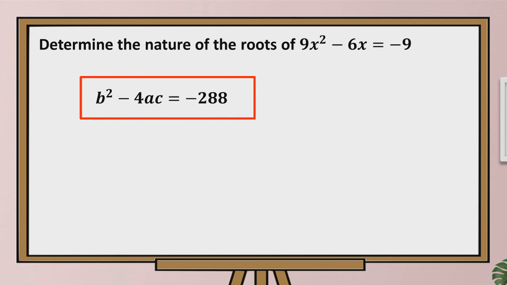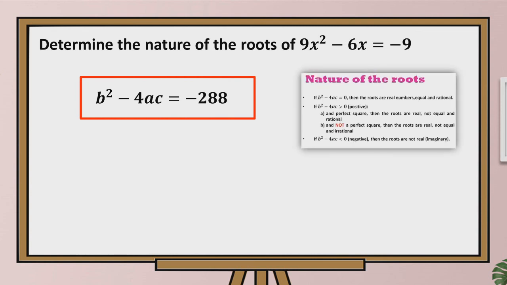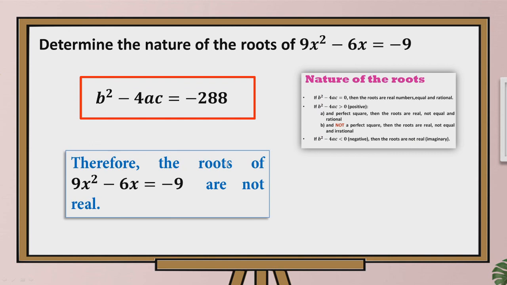If that's so, we then refer to the conditions given earlier. So based on these conditions, this falls under the fourth condition, which is, if our discriminant is negative, then the roots of our quadratic equation are not real. Kaya naman, ang ating conclusion, therefore, the roots of 9x squared minus 6x equals negative 9 are not real.